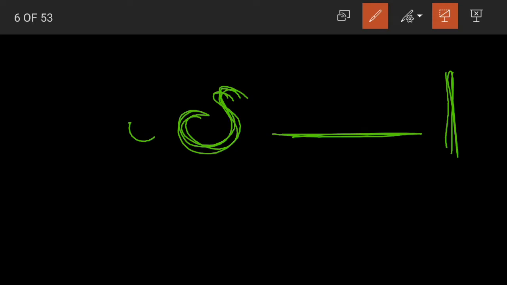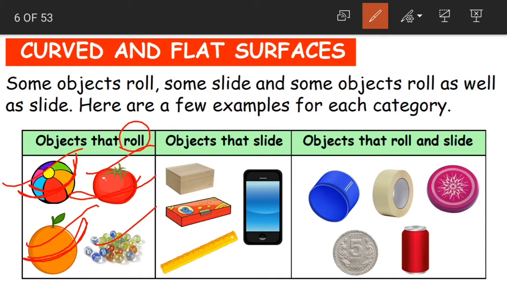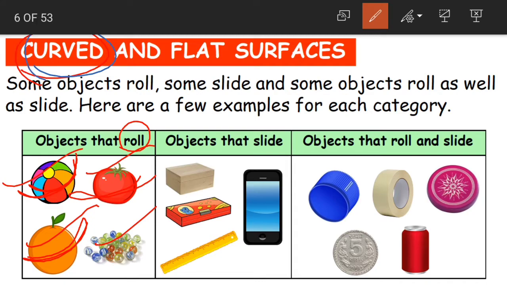So the objects that roll all have curved surfaces. All these, ball, tomato, orange and our marbles, have curved surfaces. See, they do not have any flat surface. So that is why these objects roll, as these objects have curved surfaces. What type of surfaces, children? Curved.